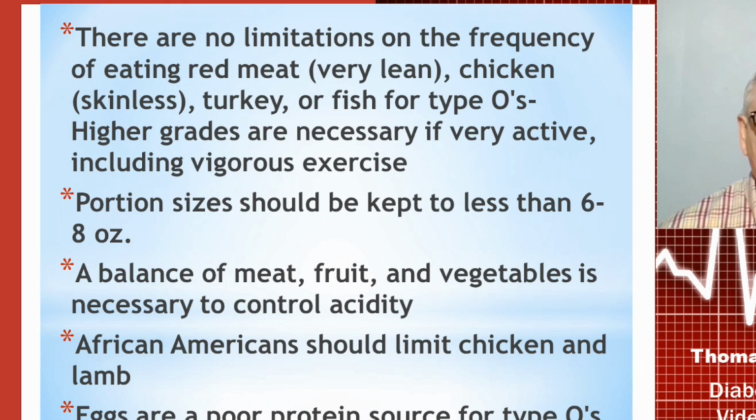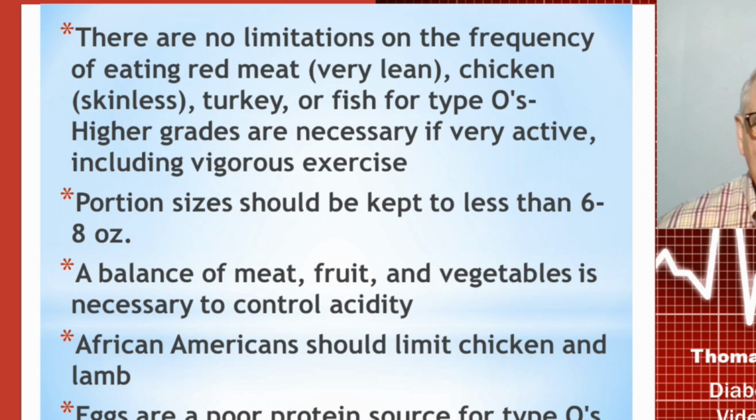Higher grades are necessary if you're very active, including vigorous exercise. Portion size should be kept to less than 6 to 8 ounces in size per serving. A balance of meat, fruit, and vegetables is necessary in order for you to control your pH, the acidity of your body, and that is a very important thing to properly maintain.